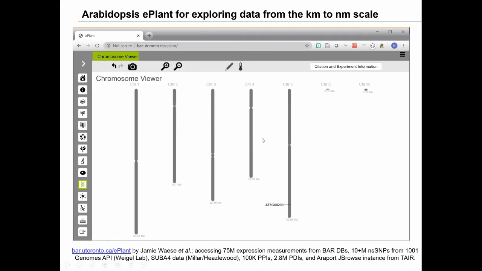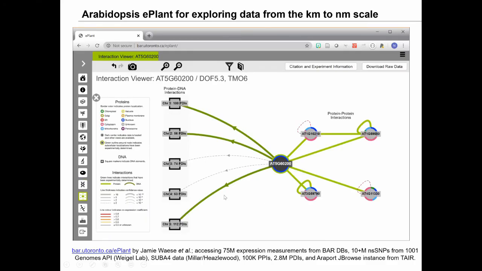Going down to the micrometer level, we can see where this gene is localized, which arm of chromosome 5. Further at the micrometer level, we can see the protein-protein interactors and also the protein-DNA interactors organized here by chromosome. The green lines denote that there are some experimentally documented protein-DNA interactions. The dashed lines mean that those are all predicted.